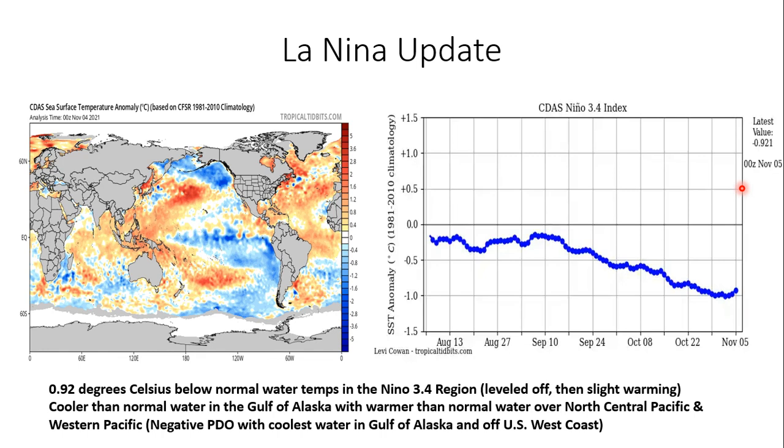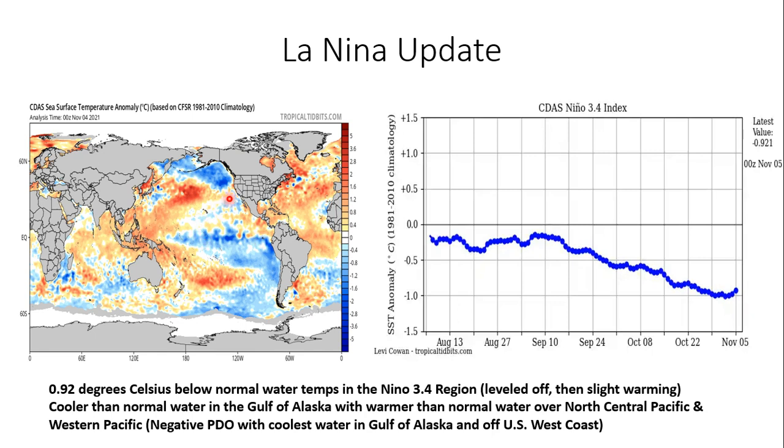Looking now at the La Nina update, looking at the sea surface temperature anomalies in degrees Celsius here, the latest chart showing the La Nina quite well with these blue colorings. These are areas of below normal water temperatures across the equatorial eastern and central Pacific.